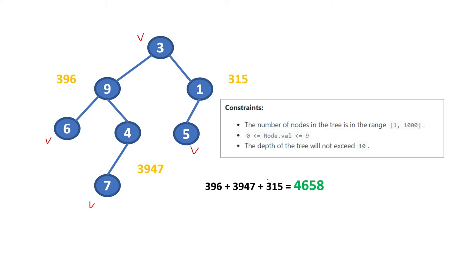Now we have a few constraints given for this problem. One is the number of nodes in this tree is in the range of 1 to 1000, and the node value will be between 0 to 9. Then only it will be a single digit and it can form a number. The depth of the tree will not exceed 10. So these are the three constraints we have to keep in mind.